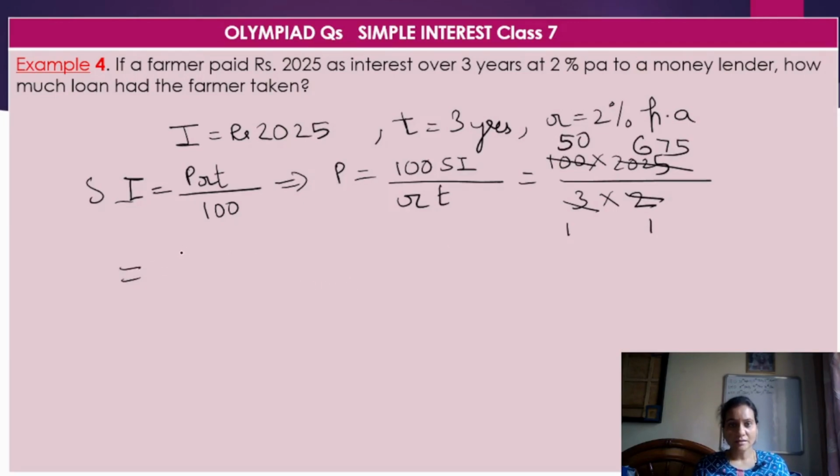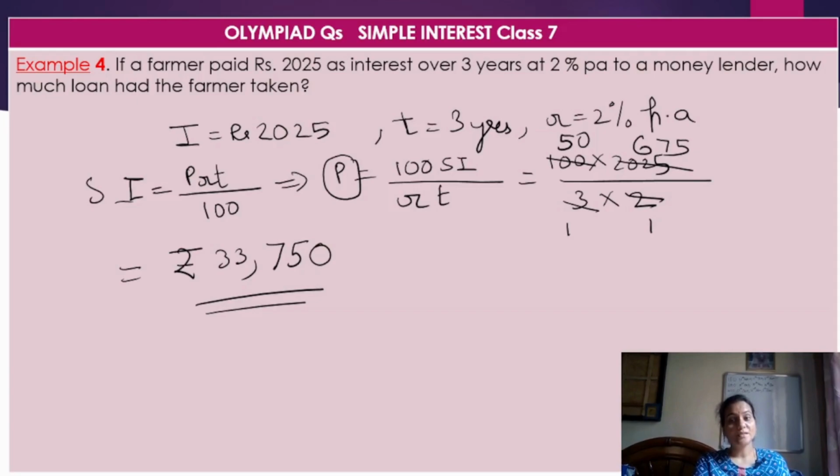Then what is the principal that we got? हम principal ही निकाल रहे हैं. What is the principal we got? 0 पहले लगा देती हूँ. Then 5 5s are 25, 2 gets carried over. 5 7s are 35, 35 plus 2 is 37, 3 gets carried over. 5 6 are 30, 30 plus 3 is 33. So simple interest, not simple interest, was 2025. The principal that the farmer had taken from this money lender is 33,750, for a period of 3 years at 2% per annum.